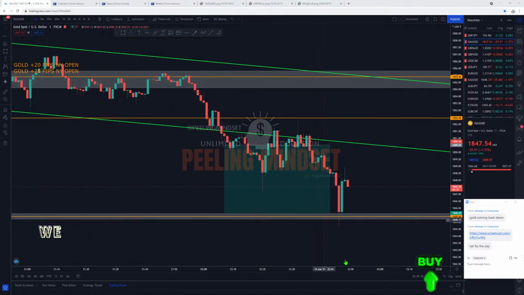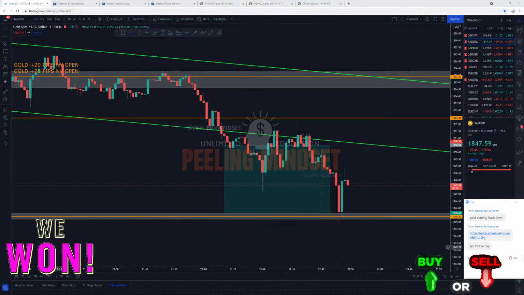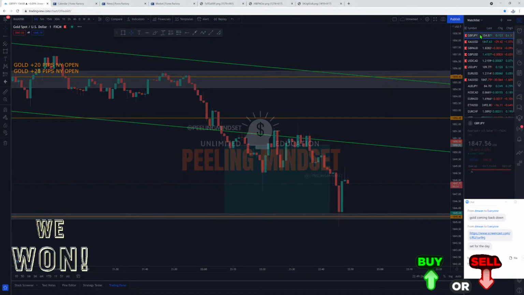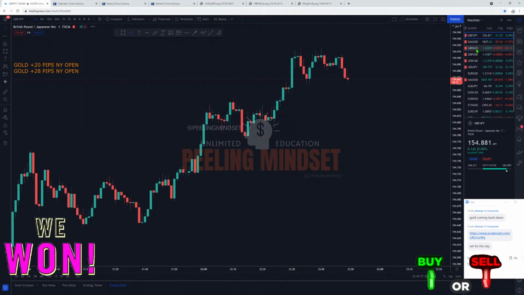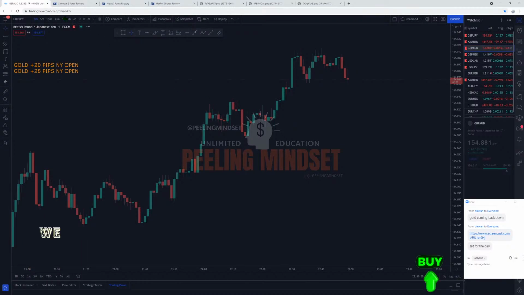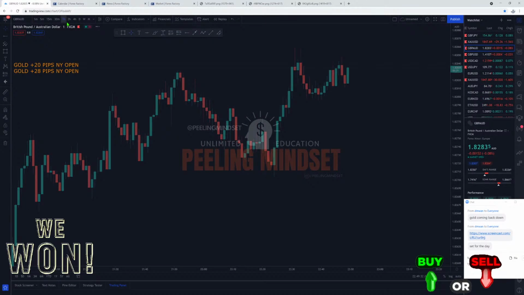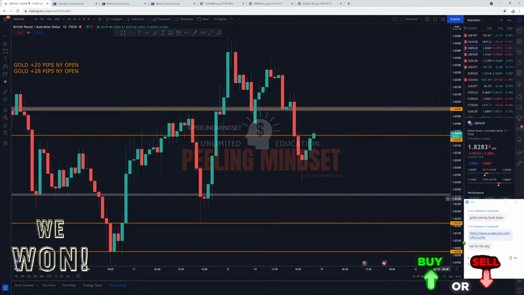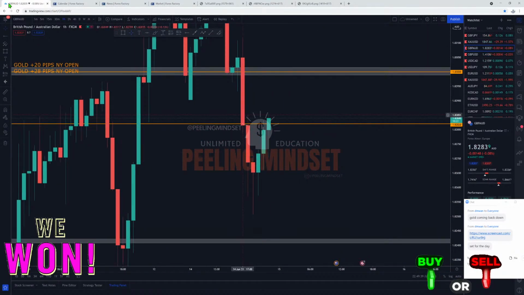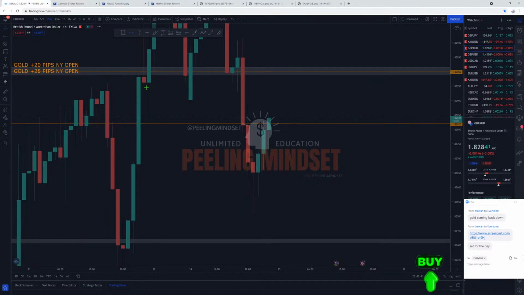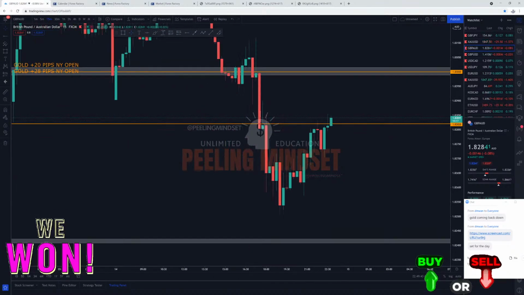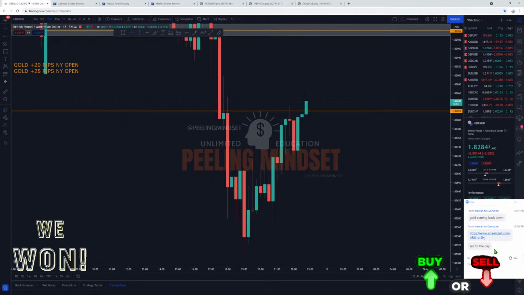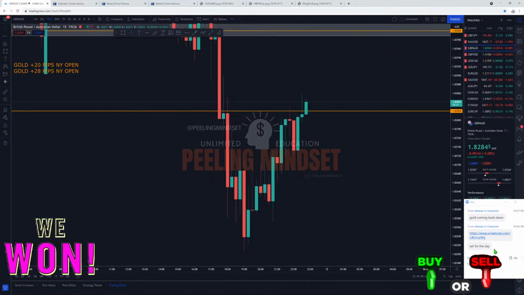Beautiful. 1845.40 hit. Beauty. And looks like pound AUD actually didn't move up here. So I actually didn't take the trade, but it didn't move up. So very nice. Beautiful.